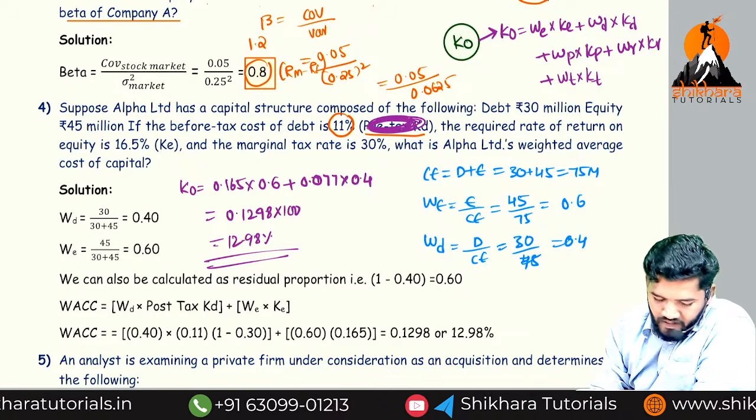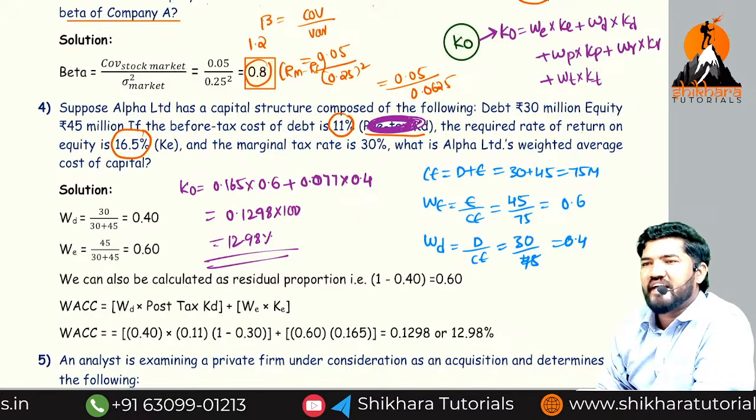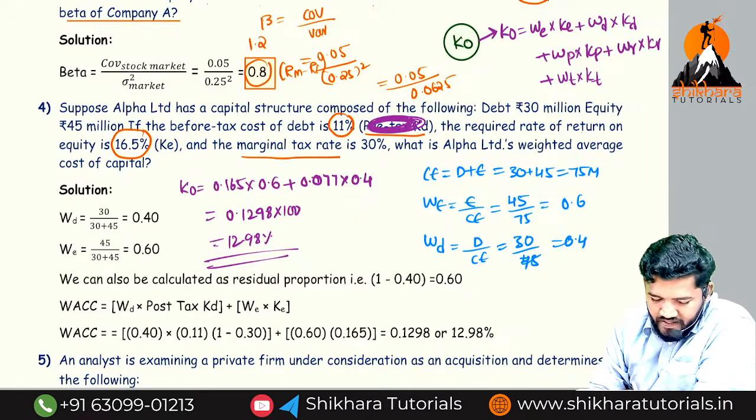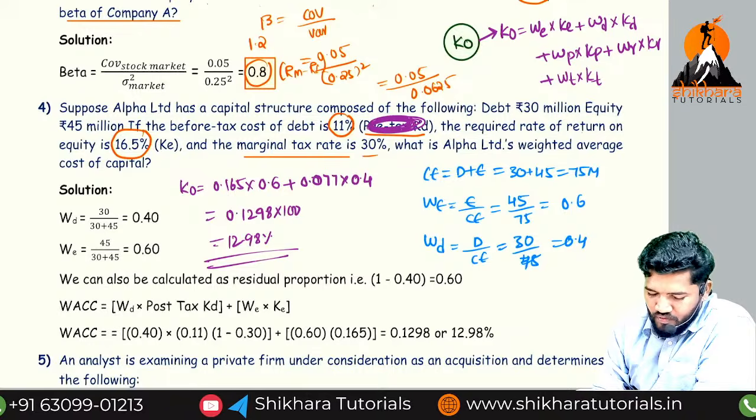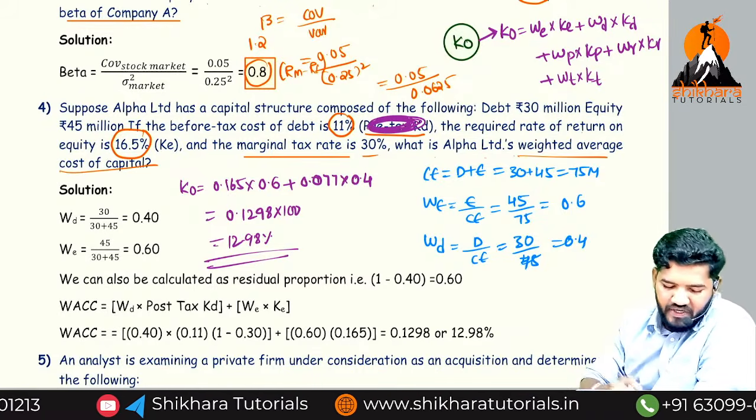The required rate of return on the equity is 16.5%. KE they already gave directly. The marginal tax rate is 30%. What is the Alpha Limited weighted average cost of capital? Only two capitals are there.